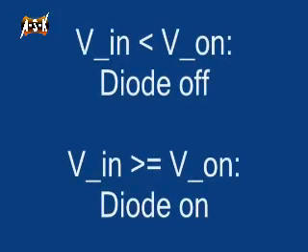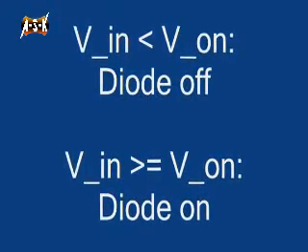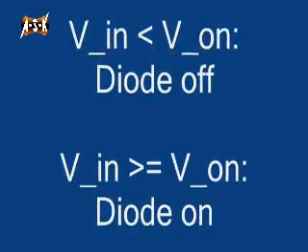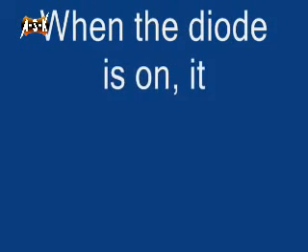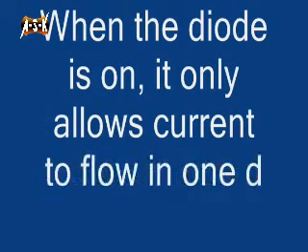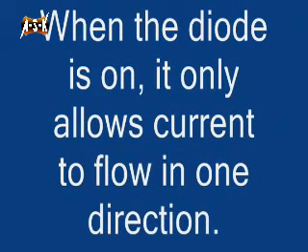They switch on when the voltage drop across them is sufficiently great enough. This voltage is usually called V on. When the diode is on, it only allows current to flow in one direction. When the diode is off, if it's ideal, no current flows. We will assume our diode is ideal.